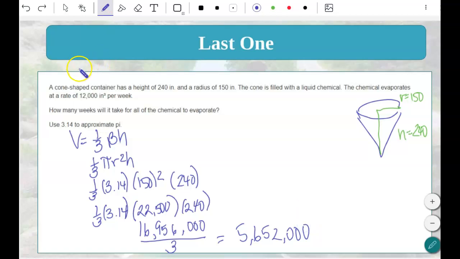Okay, same idea here, even though how many weeks will it take to evaporate? So it's leaving, because it evaporates 12,000 cubic inches per week. So now the last step here, we're going to divide the 5,652,000 by 12,000. That will tell us how many weeks it will take. 471 weeks is the answer.